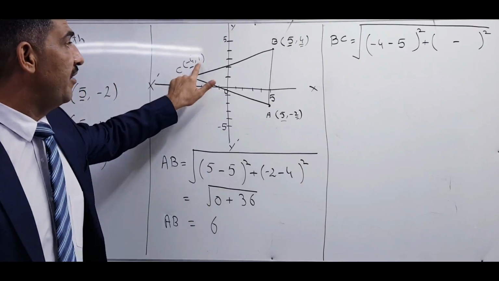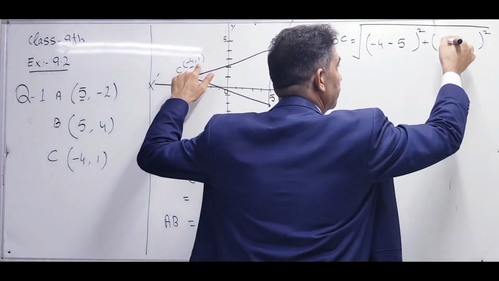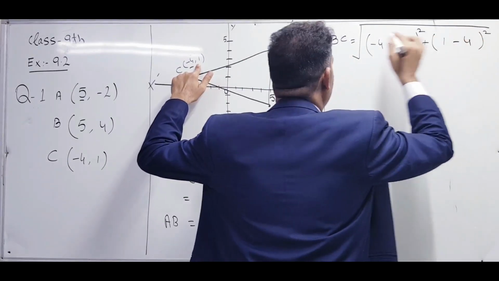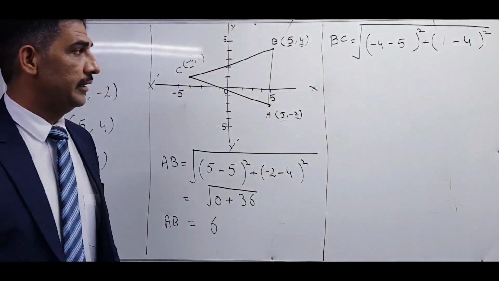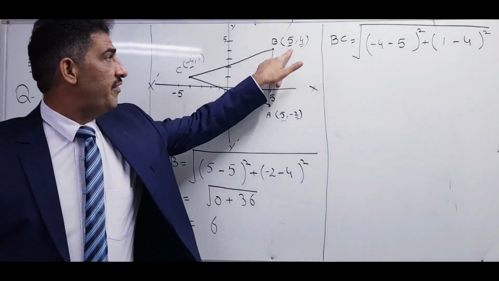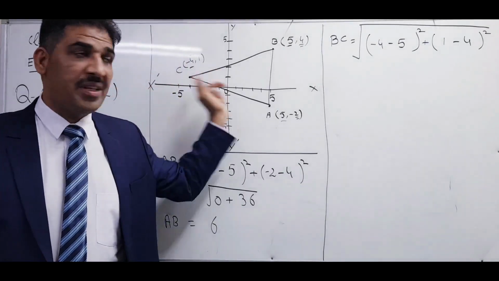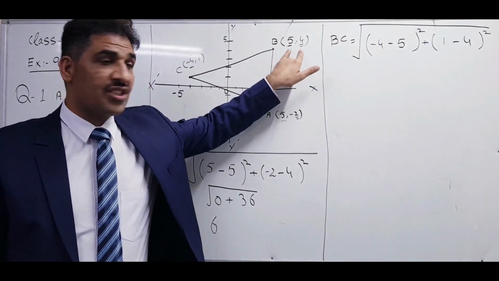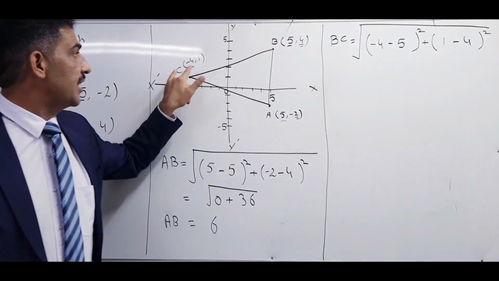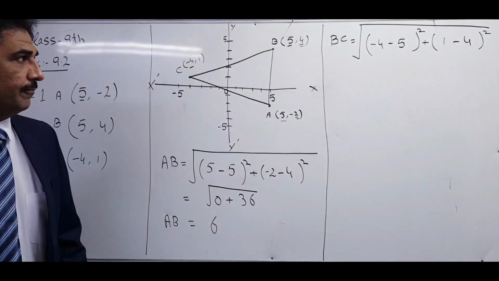Okay, the second: y2 minus y1. So 1 minus 4, the second coordinate, the y coordinate. There is no problem if you write 5 minus 4 and 4 minus 1, meaning x1, y1. If you consider this coordinate as x1, y1 or this coordinate as x1, y1, no problem, you can do that.